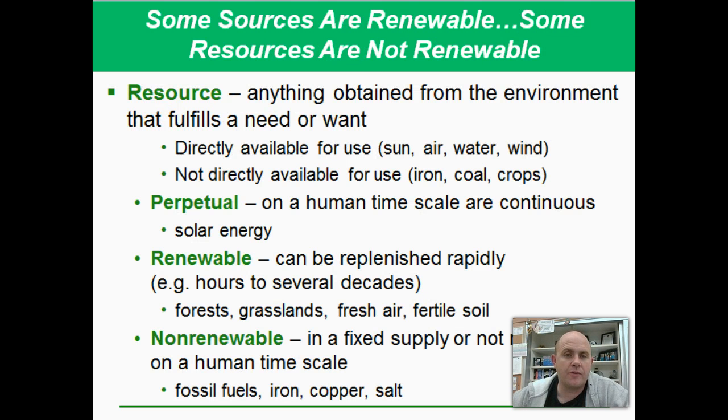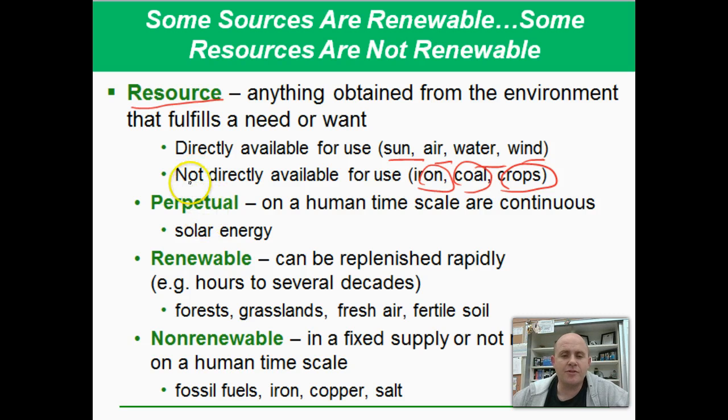So, first of all, a quick review for you. Some of these terms should be quite familiar to you, or you've seen them in some kind of context at some point in time in your educational career. The first one's the idea of a resource. So anything that we can get from the environment that we can utilize is basically a resource. We get so many things directly from our environment, like the sun, air, water, wind. Those are things that we can get directly right away. The other things take a little more process and a little more work to get, like iron, coal, crops. These are things that we still get. We still consider them resources, but they just don't come to us directly.